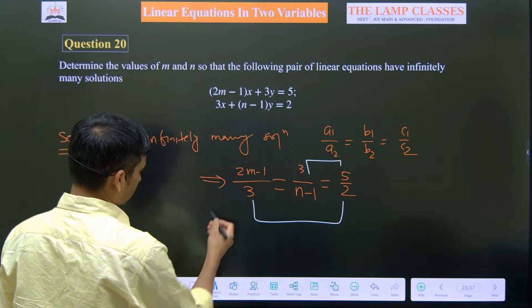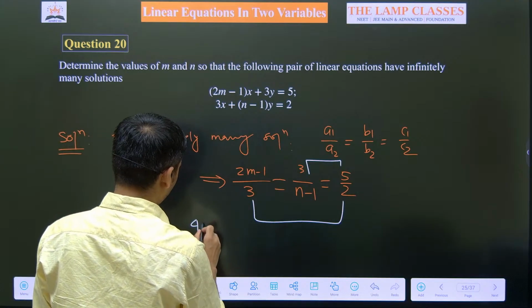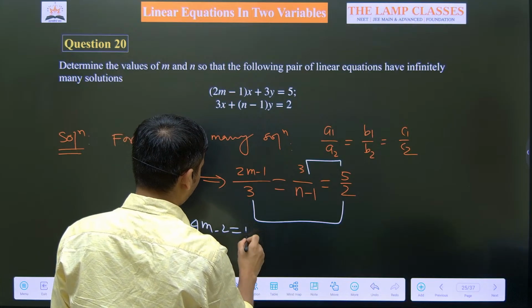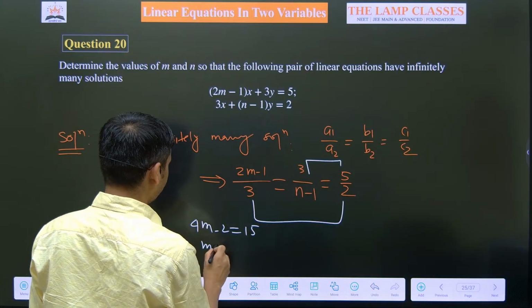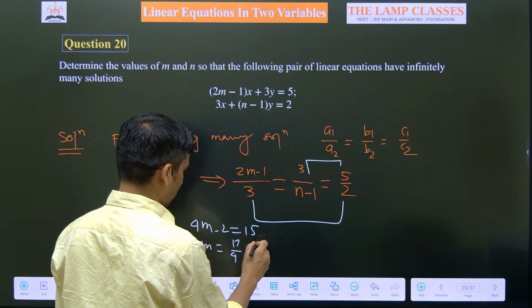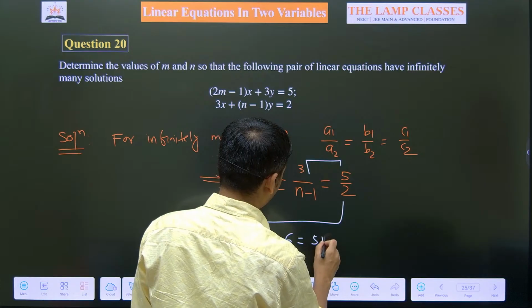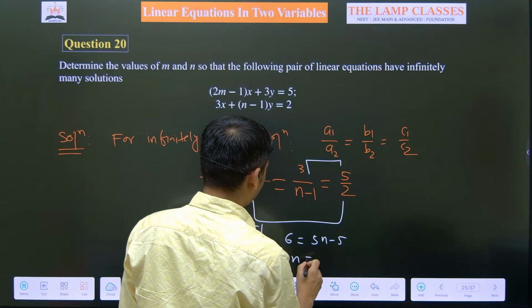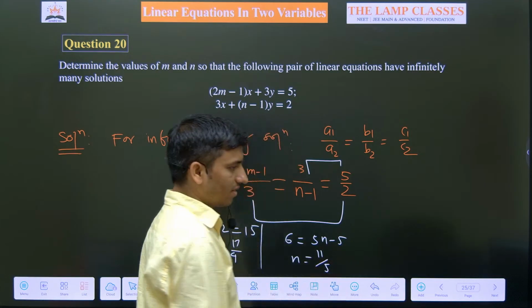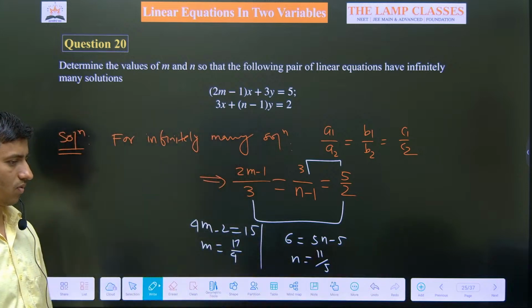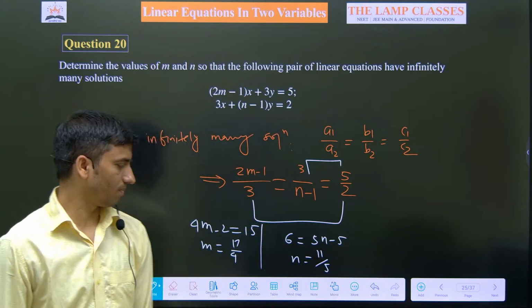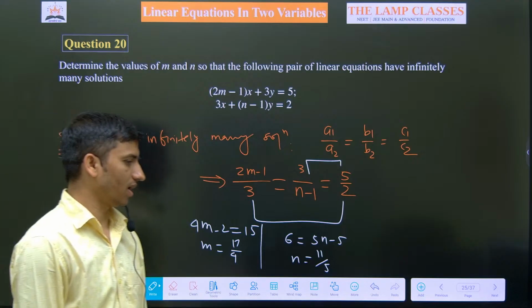So just do the cross multiplication, we'll get 4m minus 2 is equal to 15. So m will be 17 upon 4. That's correct. Then we have got 6 is equal to 5n minus 5. n will be 11 upon 5. Yeah, and then we can write the conclusion. Therefore, the required values of m and n are 17 upon 4 and 11 upon 5.